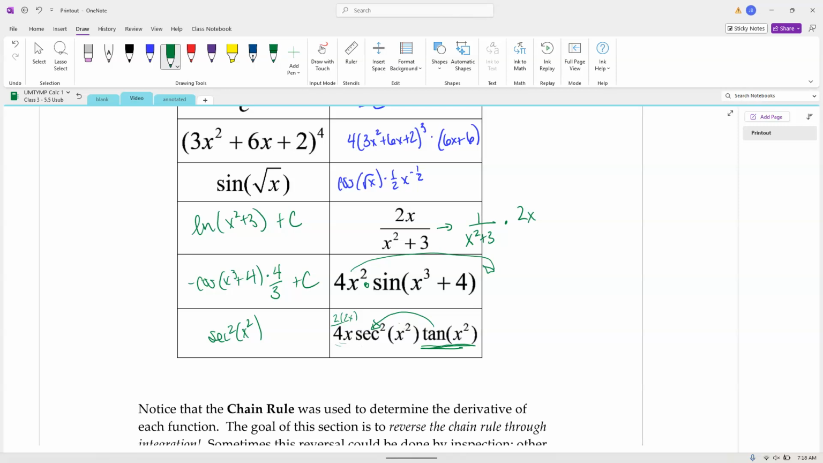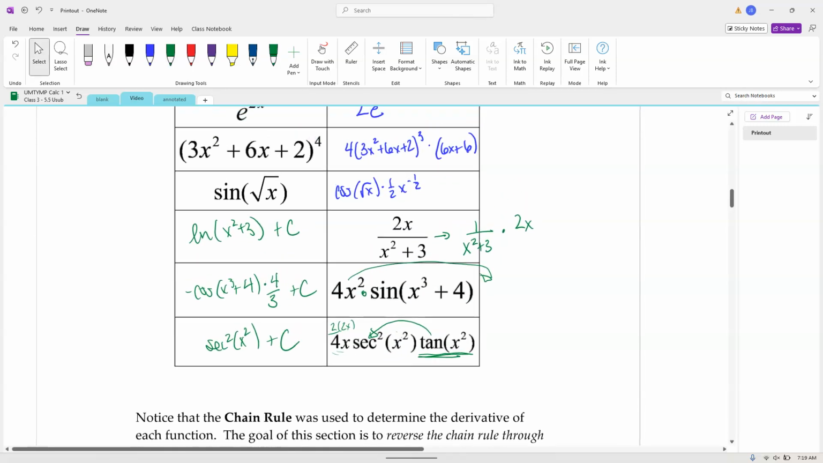And then I'd have 2 secant of x squared, and then times the derivative of secant, which would be secant tangent of x squared each. And then I'd have to do the derivative of x squared, so then I think it's actually just this, plus c. Okay, now that one was a bit of a challenge, and we can come back and verify it later on.